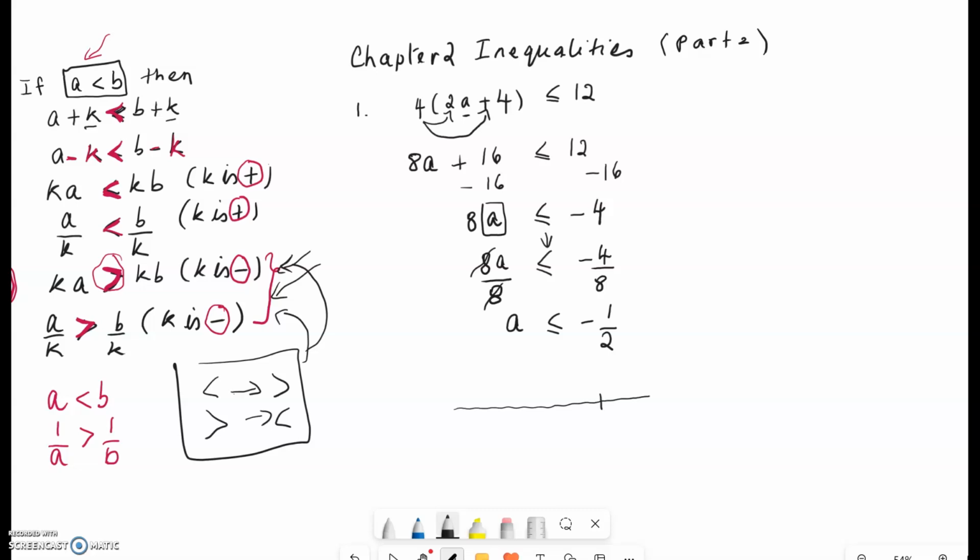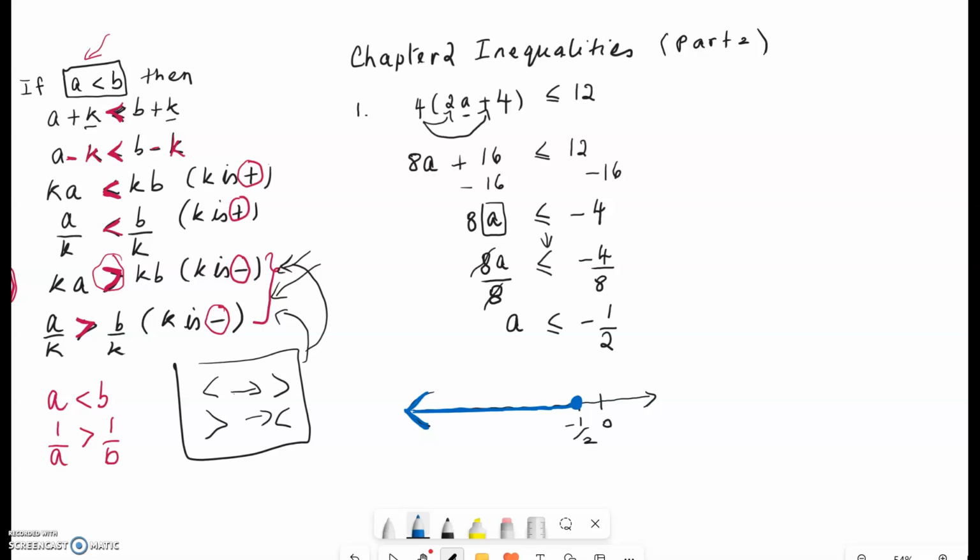So let's say this is 0. Negative half is here, and A is less than or equal to negative half. So let's graph the inequality. Is less than or equal to, so the difference here is we need to put a solid dot. Everything to the left of negative half and negative half itself are included in this interval. So all real numbers less than or equal to negative half is graphed on the number line.